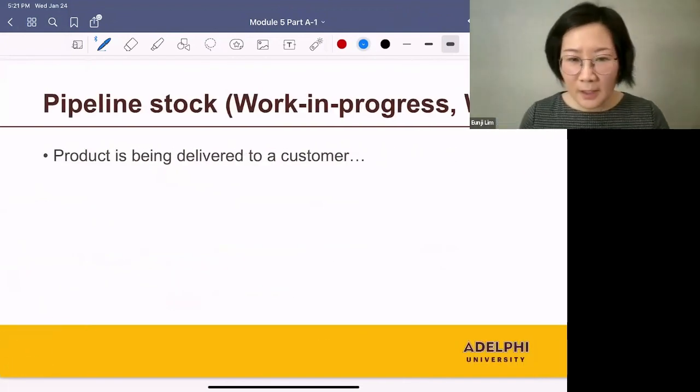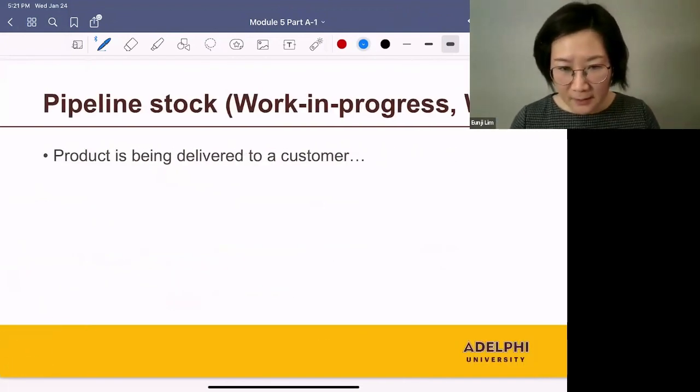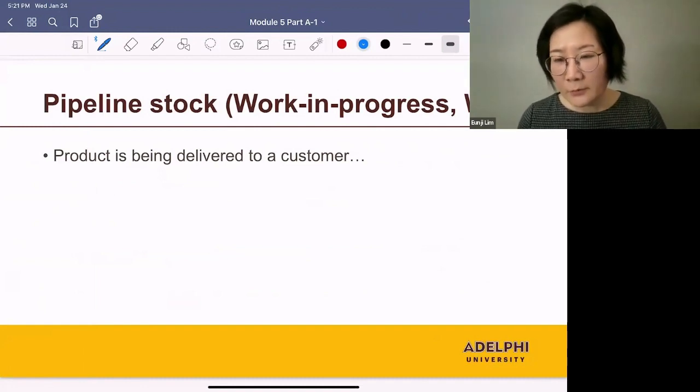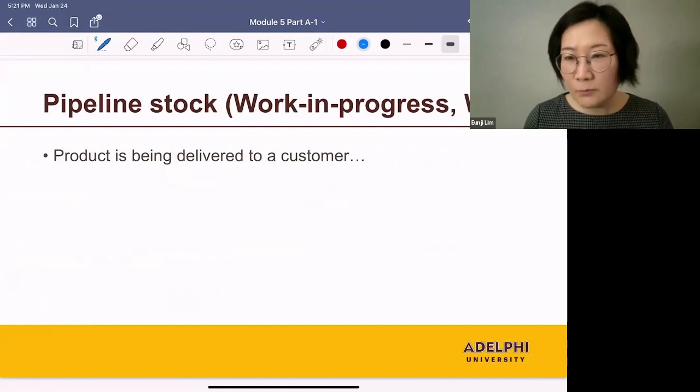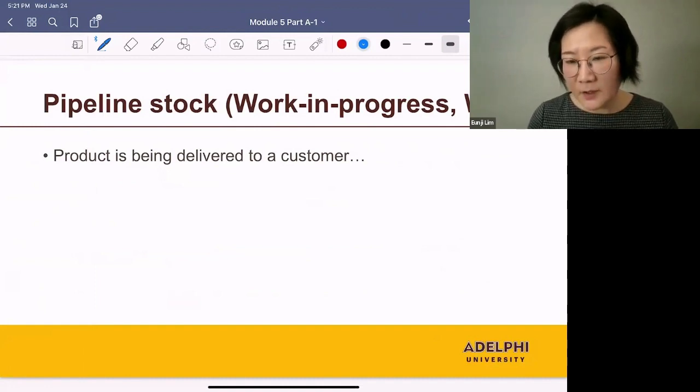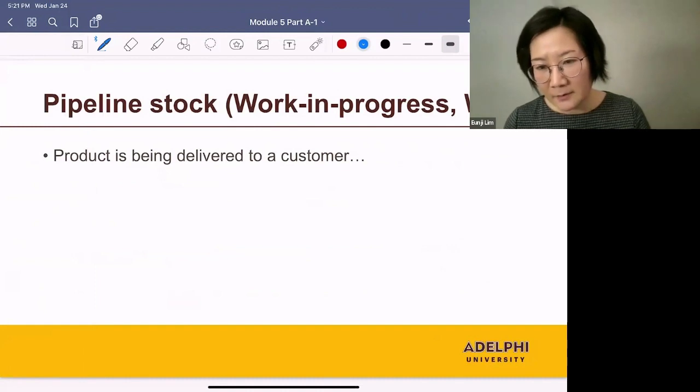There's another kind of stock. This is called pipeline stock. Sometimes it's called work in progress. Work in progress is the partially finished products or products that are moving from one location to another location. Pipeline stock exists because things take time.